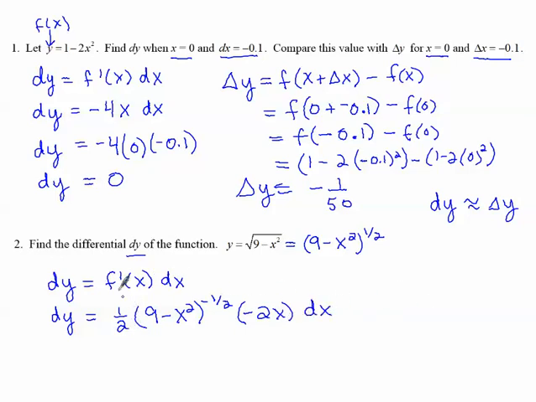and then we can clean that up a bit. 1/2 of 2 is 1, so we end up with negative x over, negative exponent sends it to the denominator, and it is the square root of 9 minus x squared, dx. And there's our differential dy. So notice this is very similar to saying dy/dx equals, but the dy stays here and the dx goes over there.